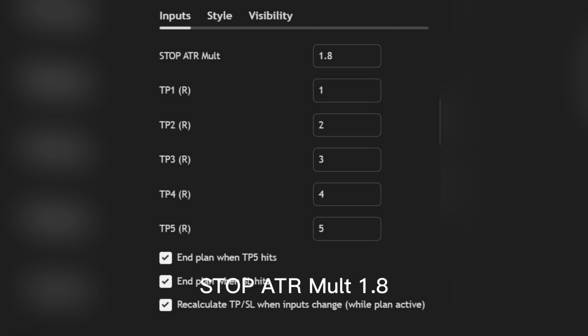Stop ATR Mult 1.8, TP1 equals 1R, TP2 equals 2R, TP3 equals 3R, TP4 equals 4R, TP5 equals 5R. End plan when TP5 hits: on. End plan when SL hits: on. Recalculate TP and SL when inputs change: on.